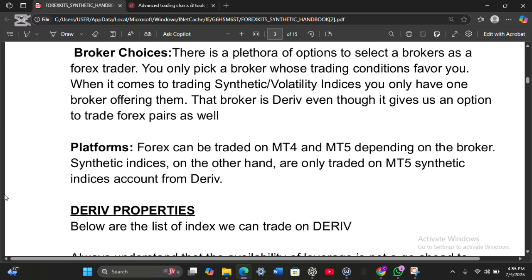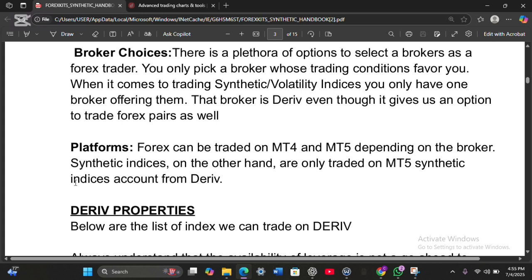So that's it. And then the last difference here is the platform. Forex can be traded on MT4 and MT5 depending on the broker. When you're trading forex, there are different platforms you can use. I think you probably have heard of MT4 and MT5. You can use any one of them to trade forex. But when it comes to synthetic indices, there's only one platform, which is MT5.